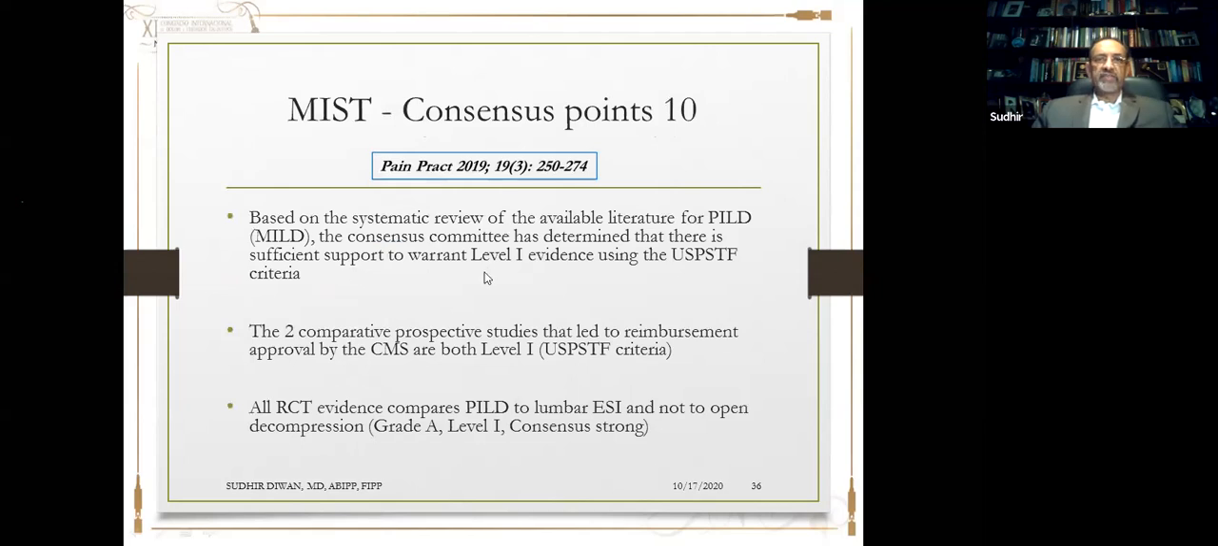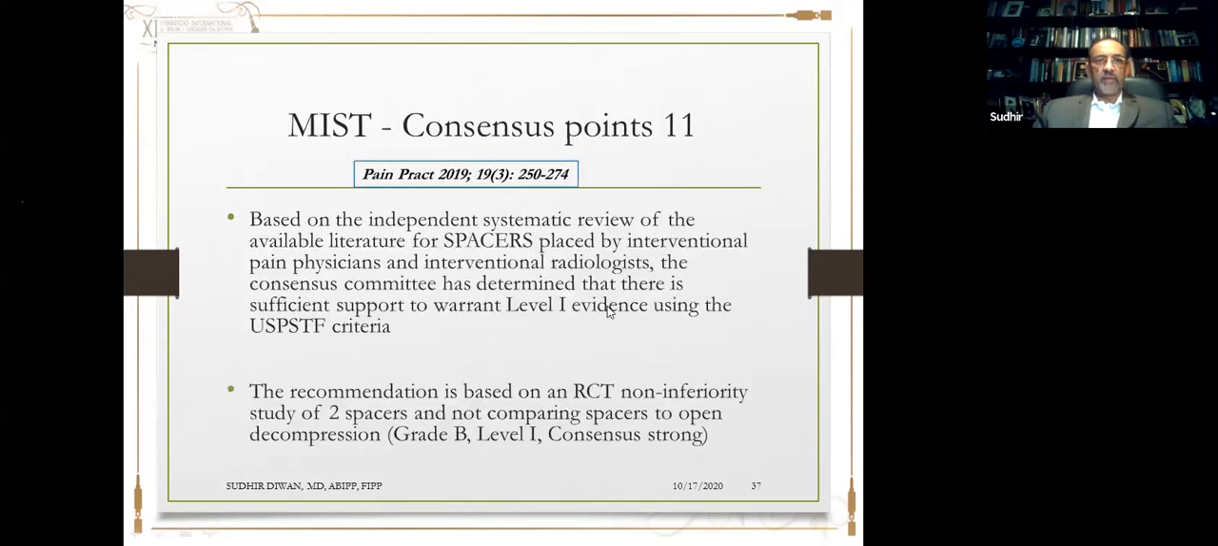Based on the systematic review, there is enough evidence for MILD, which is minimally invasive lumbar decompression, also called percutaneous image-guided lumbar decompression. The consensus committee has determined that there is sufficient support to warrant level 1 evidence. And the same is true for the spacer. This is about the spacer. We have the same evidence.